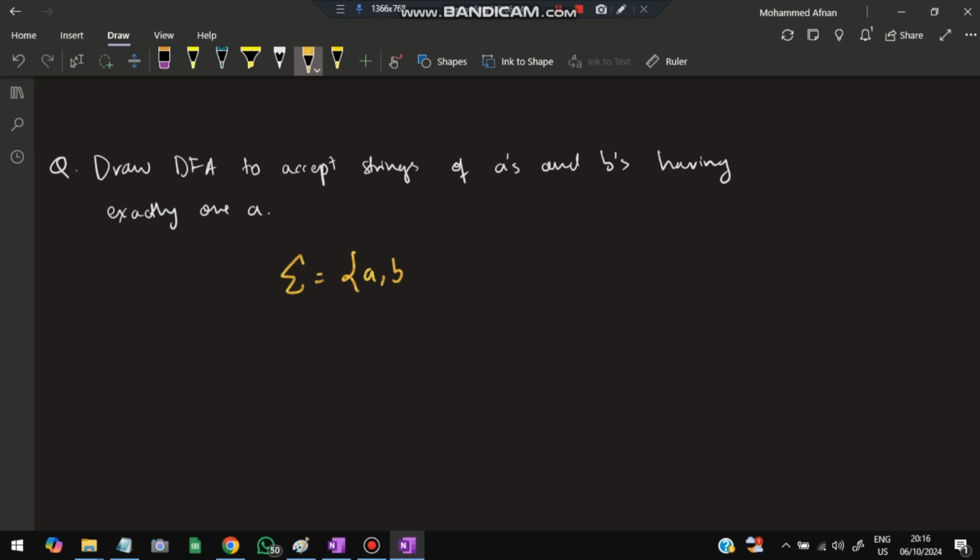Alphabets are A and B. And the language is given as, what is the minimum string? At least one A. Here it is exactly one A. So this is the minimum string. Right. What is the next thing? Can I accept B? B cannot be accepted because exactly one A should be there. But BA can be accepted.